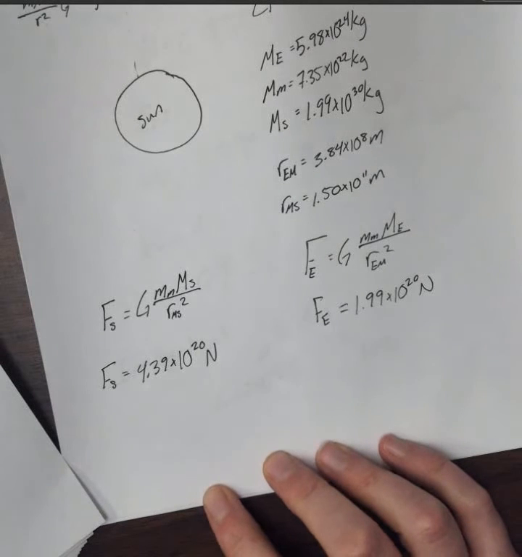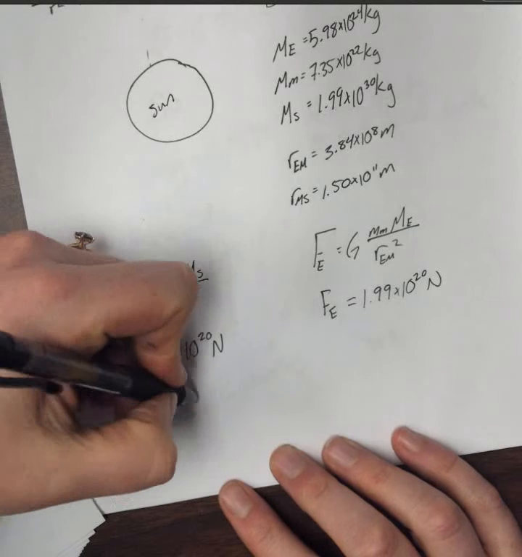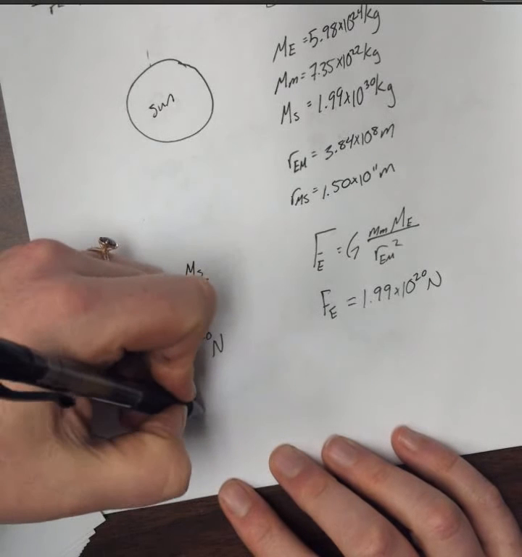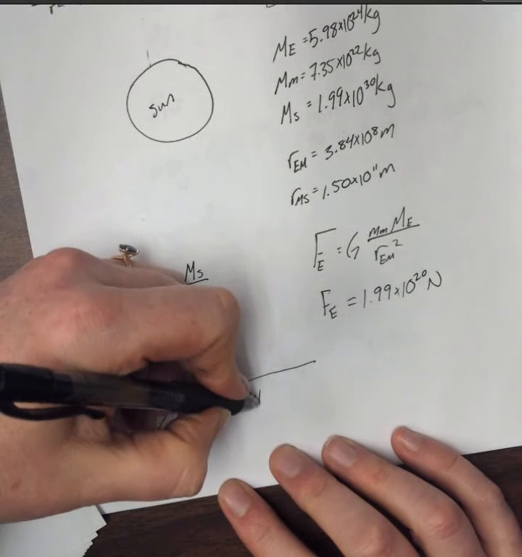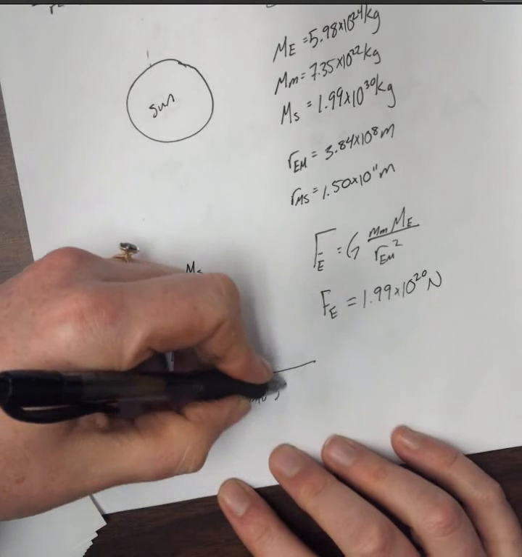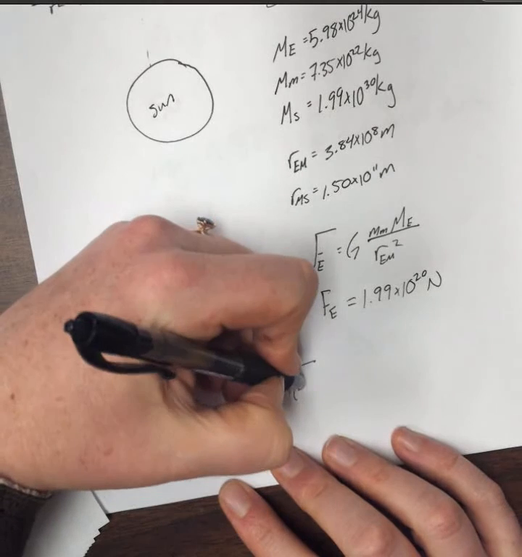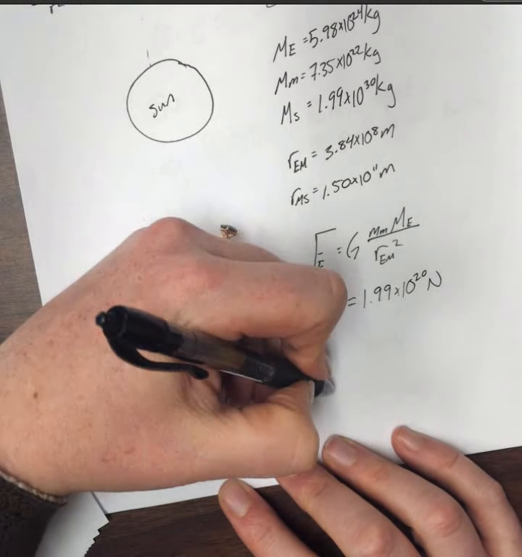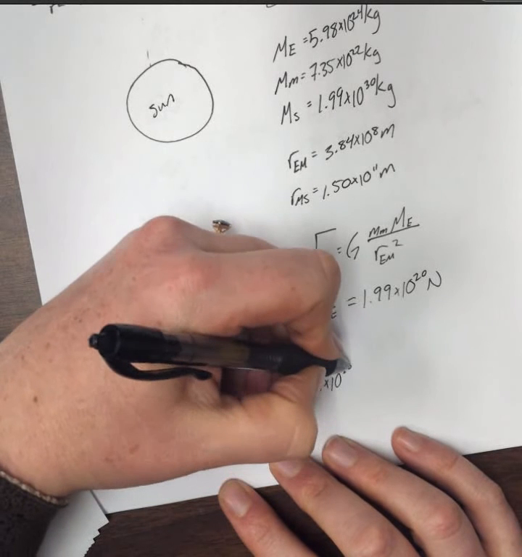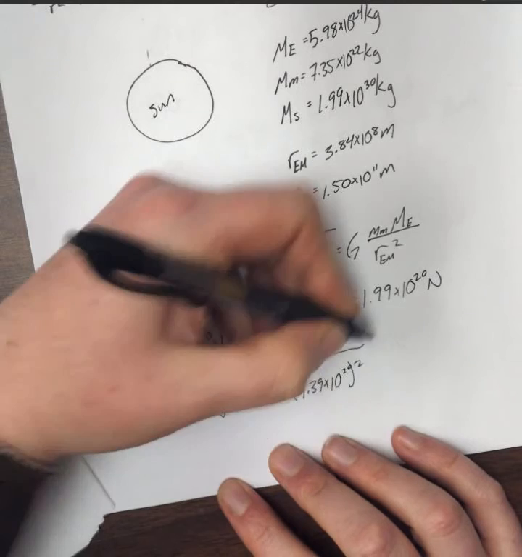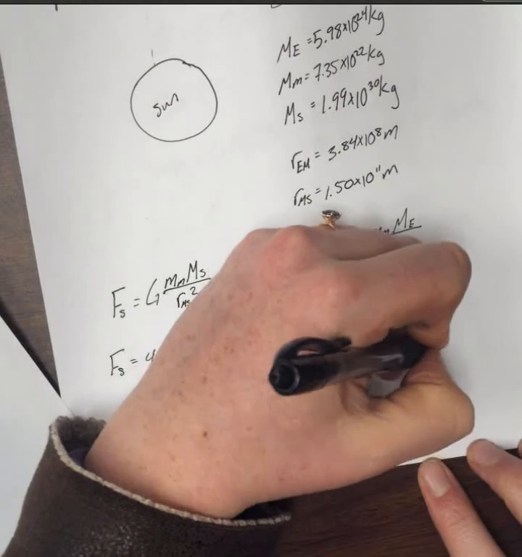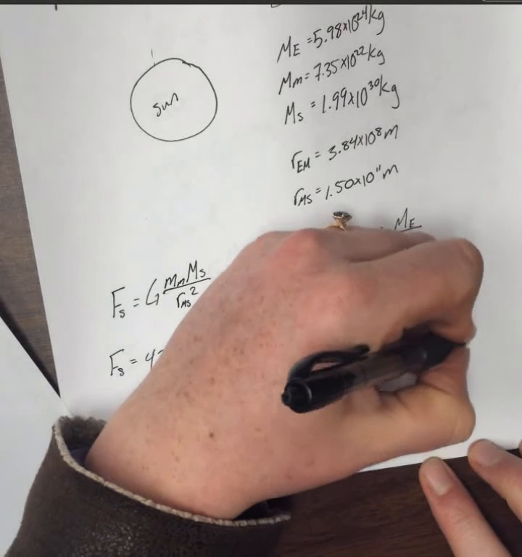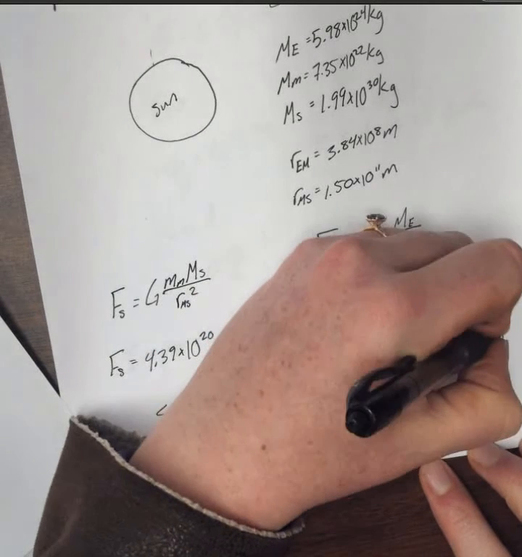So now we can apply the Pythagorean theorem to these numbers to find our total net force, and that's going to be the square root of 1.99 times 10 to the 20th squared plus 4.39 times 10 to the 20th squared. Square root that, and you're going to get a net force of 4.77 times 10 to the 20th newtons.